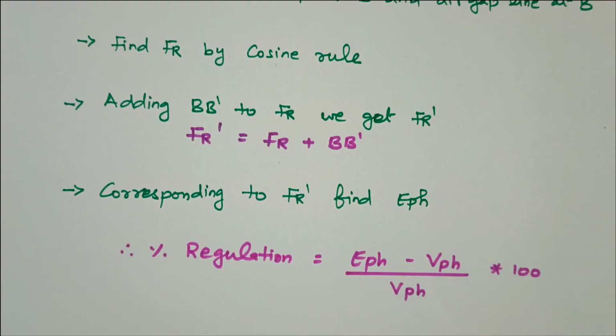So in this method, we discuss the voltage regulation of alternator, the ASA method, American Standard Association method. First we will discuss the normal procedure, then we will discuss the graphical method. Our final aim is to find the E phase value. From the E phase value, we are able to find the regulation.